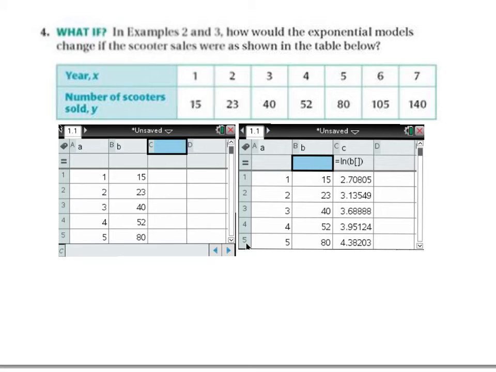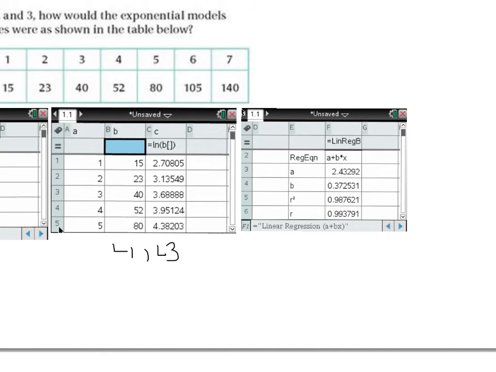And then what you do is you go to stat calc number 8, which is linear regression, and you do L1, L3. If you do that, you're going to get what I'm about to show you. Okay, see how it says linear regression? Because that's what number 8 does. A plus bx, and it tells you what a and b equal.